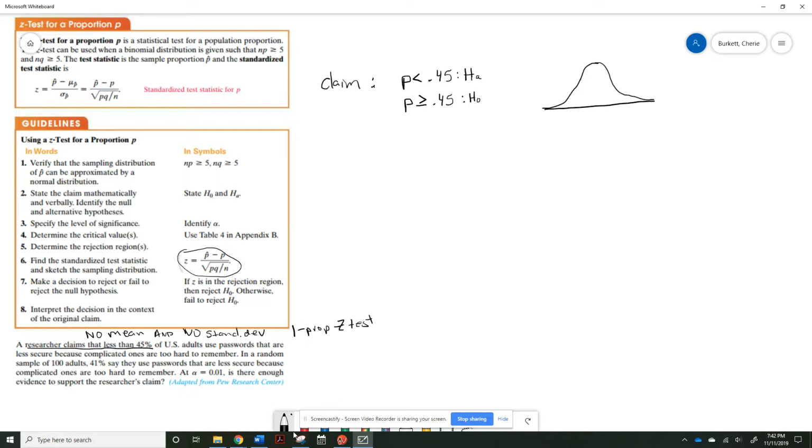Okay. The alpha is 0.01. Oh, I forgot to figure out what kind of test it is. We look at the alternative. This is less than, so that means it's a left tail test. And we know it's a left tail test because this is less than. So we draw our picture and we shade this in. This is alpha, 0.01.